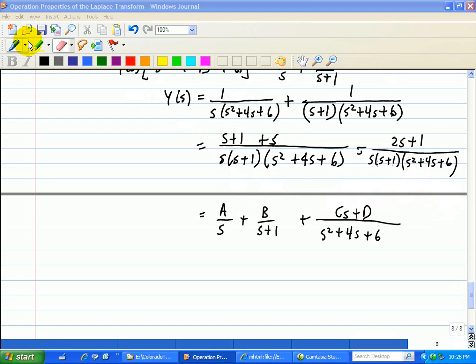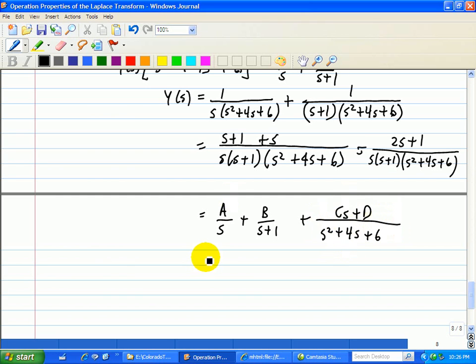Now we'll do a partial fraction expansion in this last expression here, and we look at the roots: s equals 0, s equals minus 1, and this is a complex root. Since we know complex roots, its inverse Laplace transform will be a combination of sines and cosines. So that's why I have here cs plus d over s squared plus 4s plus 6, because we know the s is associated with a cosine, and the d term here is associated with the sine. We'll show you that when we complete the square, because we did this earlier.